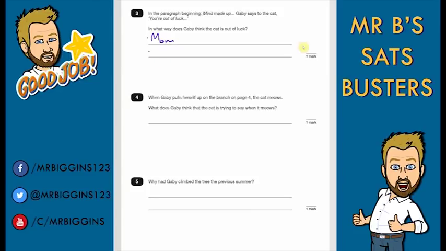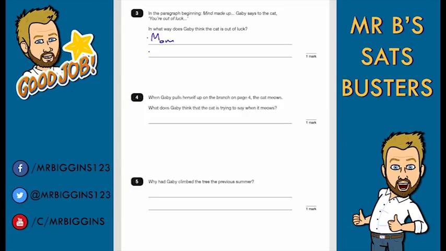Okay. Now there could be different ways you could put that. You could say, Gabby's mum wasn't back. Gabby's mum was better at getting cats out of trees and she wasn't there. Gabby wasn't as good as her mum, or Gabby wasn't the expert. But it all stems from her mum being the one that's good at getting cats out of trees.